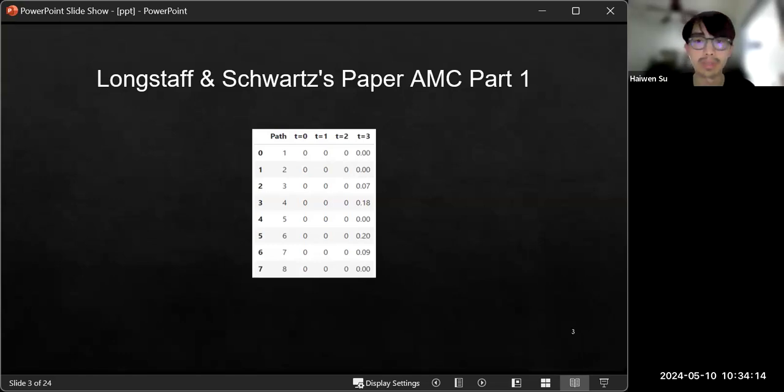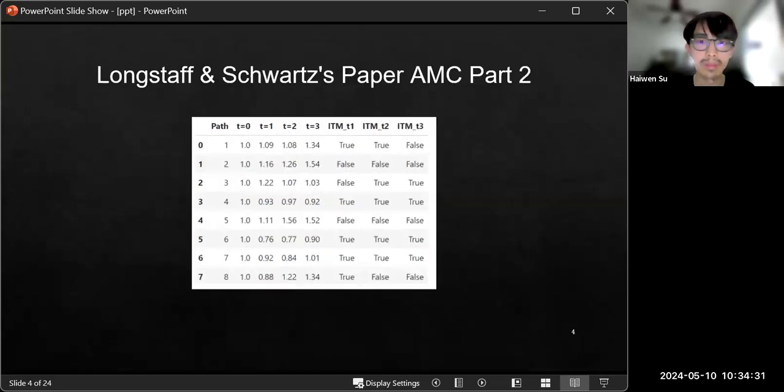And just for a simple example for you to get it straight, first we generate 8 paths of prices using Brownian motion. This is learned from the stochastic calculus class, and we also have 4 time points, which are 0, 1, 2, 3. Then we use the price at time 3 to get the intrinsic value of the put options at time 3. Then we label all the price points, whether it's in the money or not.